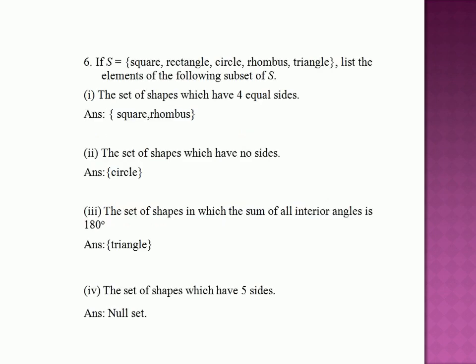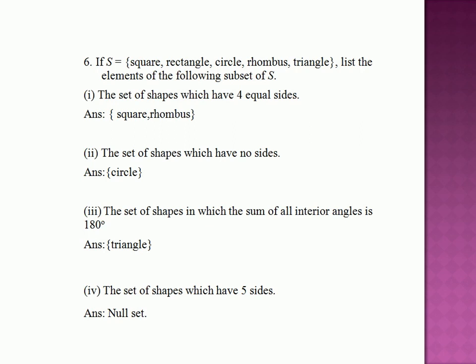Sixth question. If S equal to the set of all square, rectangle, circle, rhombus, triangle, list the elements of the following subsets of S. So S is the universal set here. From that you have to take some subsets. First subdivision, the set of shapes which have 4 equal sides. Square has 4 equal sides. Rectangle does not have 4 equal sides, only opposite sides are equal. Circle will not come. Rhombus has 4 equal sides. So square and rhombus is the answer for the first subdivision.